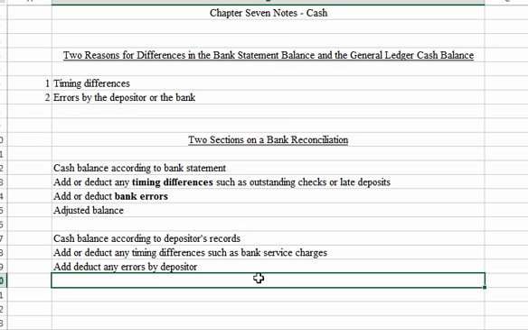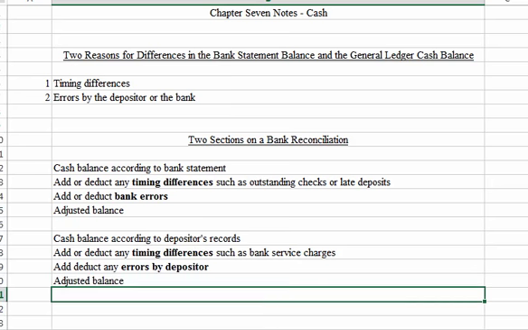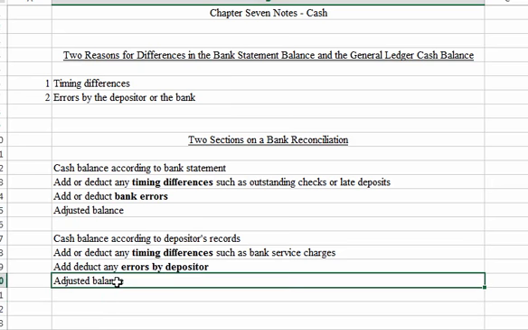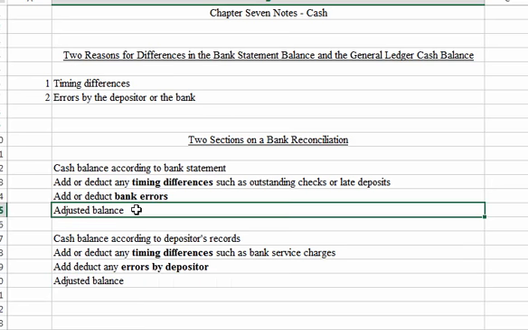The errors, they're easy to know where to put them. You have to look at which way the error went, but again, if it's an error by the depositor, it's an adjustment to the depositor's records. Error by the bank is an adjustment to the bank's records. Now we'll total these up in this section, and our adjusted balance here should match our adjusted balance here. And that's the amount for cash that we'd want to show on the balance sheet.